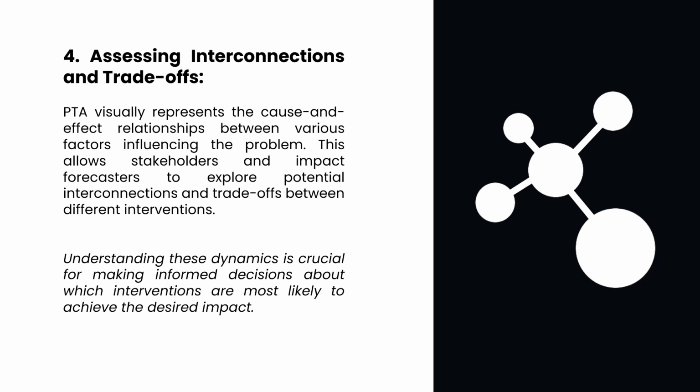Another thing would be assessing interconnections and trade-offs. PTA visually represents the cause and effect relationships between various factors influencing the problem. This allows stakeholders and impact forecasters to explore potential interconnections and trade-offs between different interventions. Understanding these dynamics is crucial for making informed decisions about which interventions are most likely to achieve the desired impact.